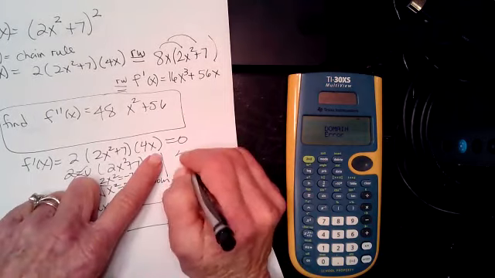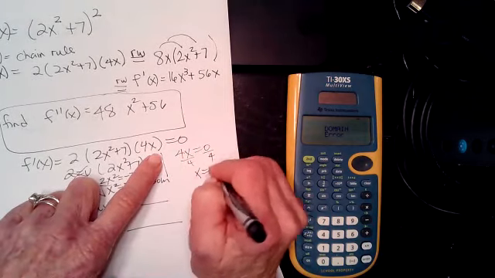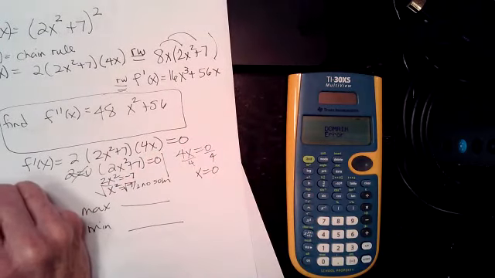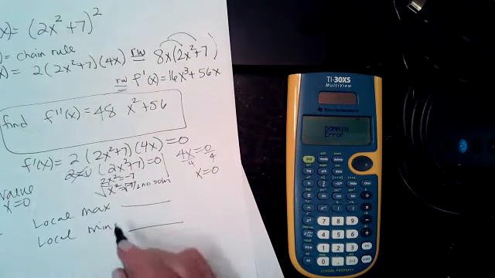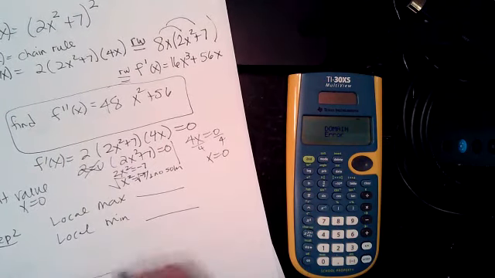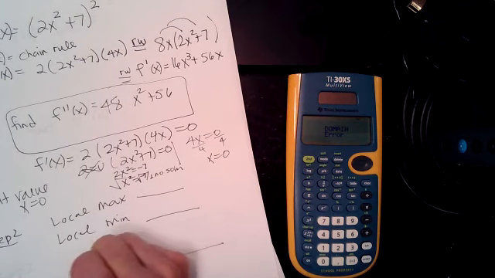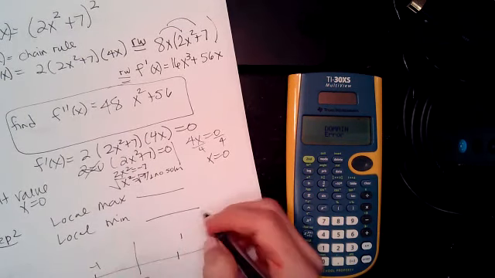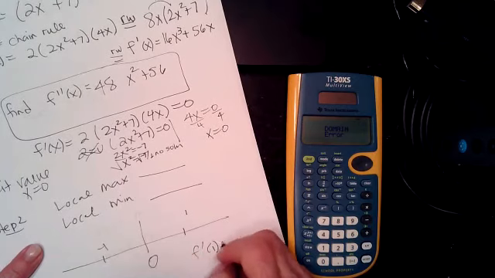But I can set x equal to 0, and I get x is 0. So my only critical value is x is 0. And remember, if I have a local max or a local min, it has to occur at 0. Okay, so I'm only going to have either a max or a min. So let's pick test numbers and plug them into my derivative, f prime of -1 and f prime of 1.